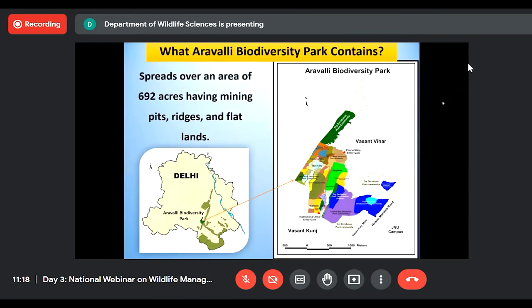This is the entire map of Aravalli. This is our operational area. Some of the areas are still in the developing phase, and the colored covers depict the different plant or forest communities being developed over here.